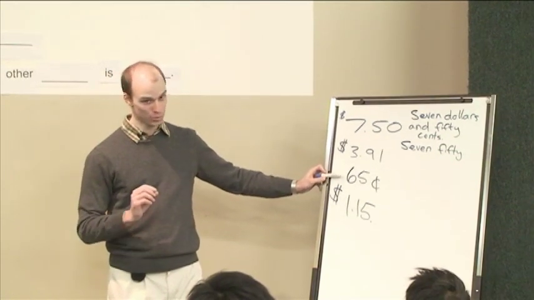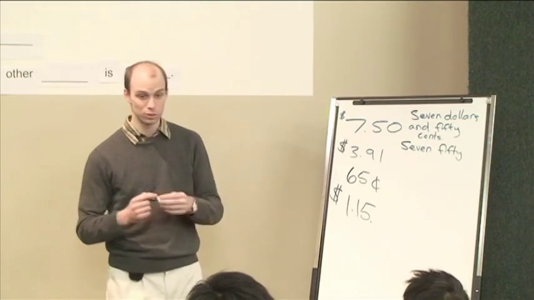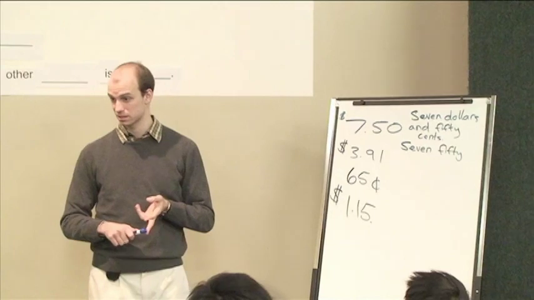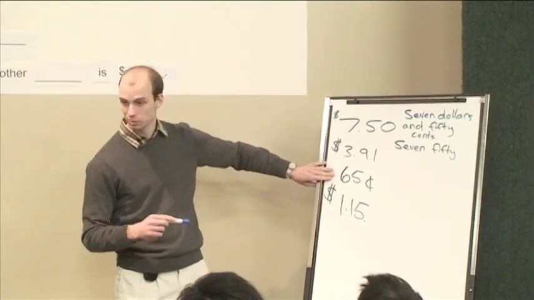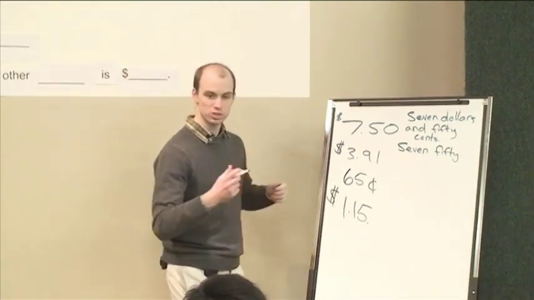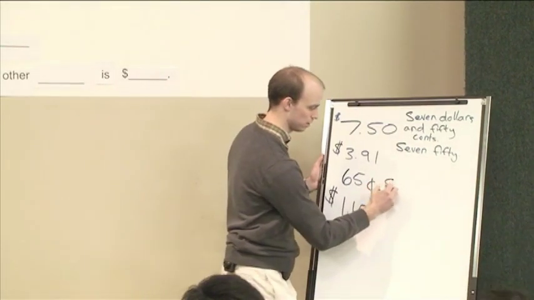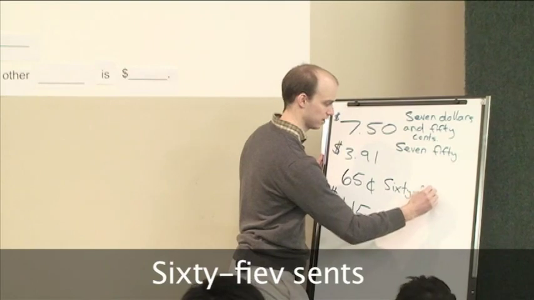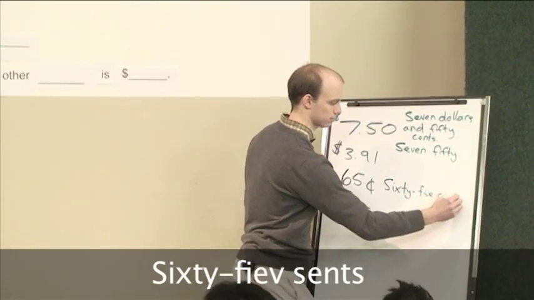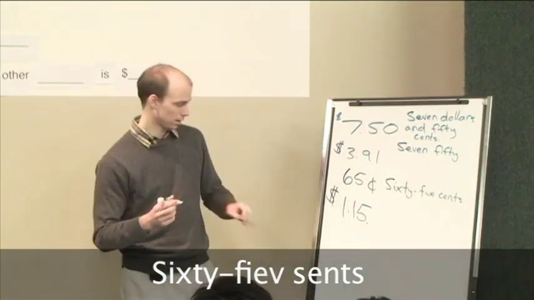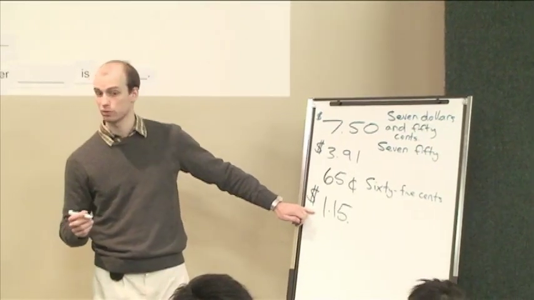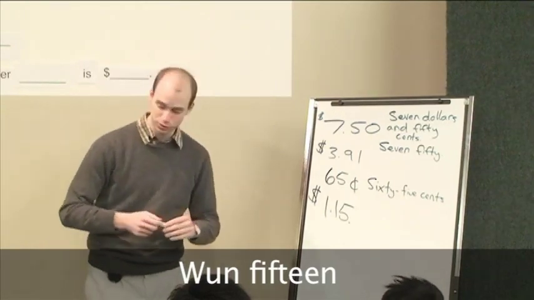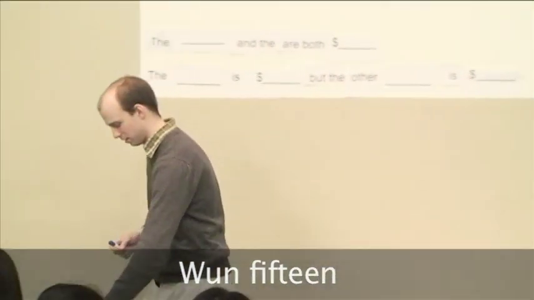65. Not quite. Because we don't know if 65 is $65 or 65 cents. So with a small number like this, there's no change. It will always be 65 cents. Always. Okay? And how about this one? What's the short form for this one? $1.15. Exactly. Okay. That's good.